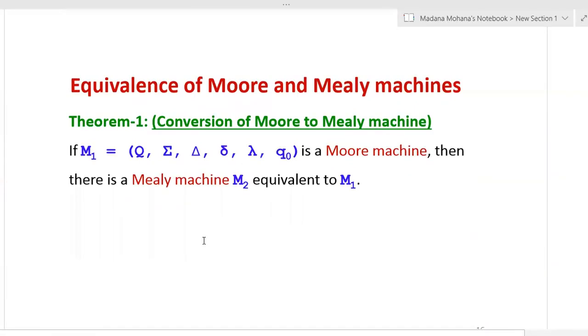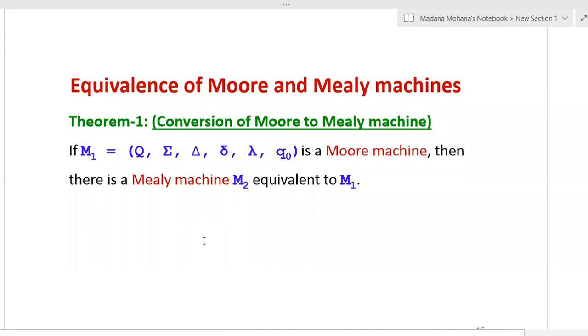Equivalence of Moore and Mealy machines. So in these two topics, you will definitely get at least one question in your examinations. For this we have two theorems. For each conversion we have an associated theorem.